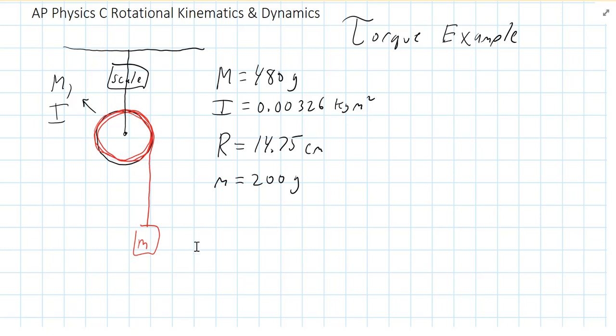And I actually have real life data here. The mass of the wheel is about 480 grams. The moment of inertia of the wheel is this number here, 0.00326. It's really small because it's an aluminum wheel and it's mostly spokes. So this number is pretty small. It's got a radius, and then the mass I'm hanging off the edge is 200 grams.